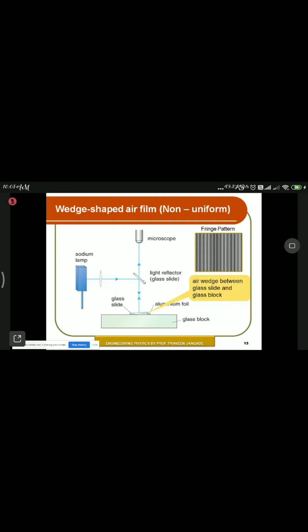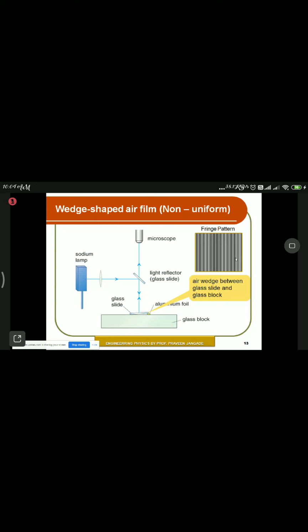How will you ensure that it is at 45 degrees? The simple answer is that you observe the pattern through the microscope. If you are able to get a clear visible pattern, that is the simple indication that you have maintained this light reflector at the angle of 45 degrees, and your reflected light is falling exactly normally on the assembly part. The pattern looks like this: the fringe pattern is alternate dark and bright fringes with equidistant lines.